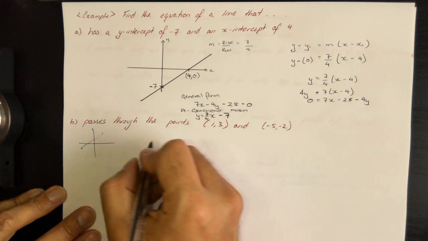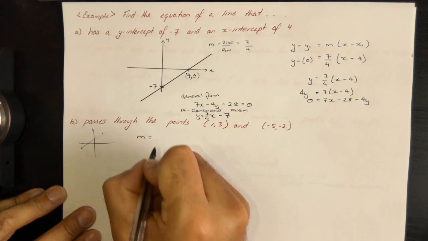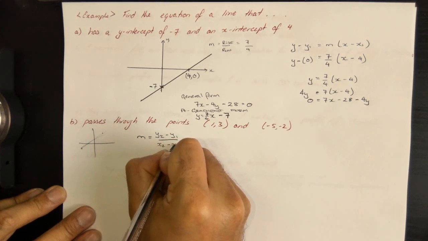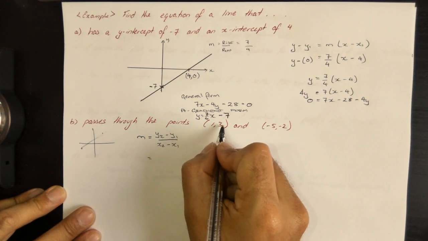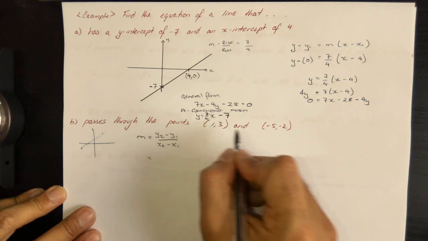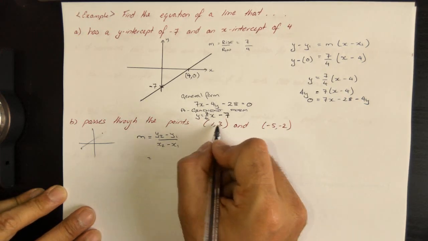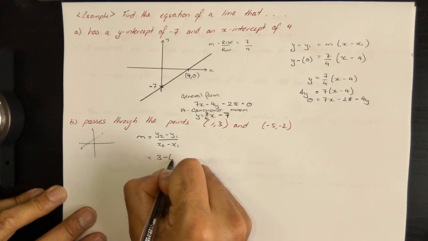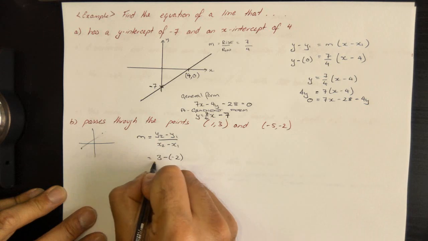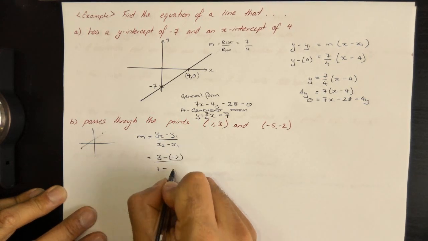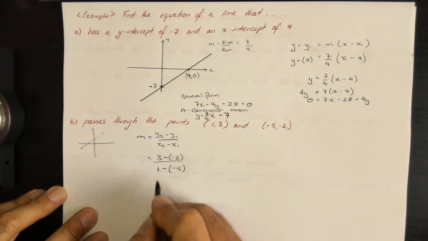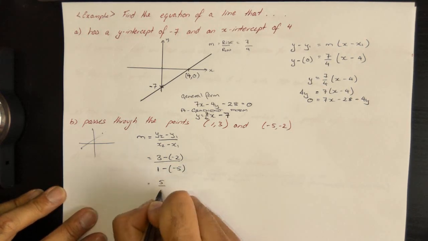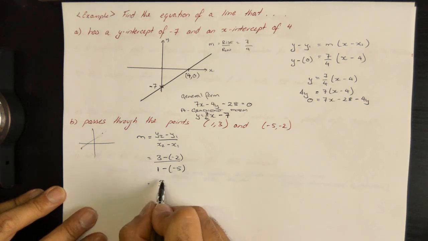The first thing I need to do is figure out the gradient. We've learnt this formula: y2 minus y1 over x2 minus x1. I'm going to use this as my first point and that's my second point. Well, sorry, it doesn't matter which one. So I'm going to go 3 minus -2, so the y values, over 1 minus -5. Notice that my points stay together. So I get 5 over 6.